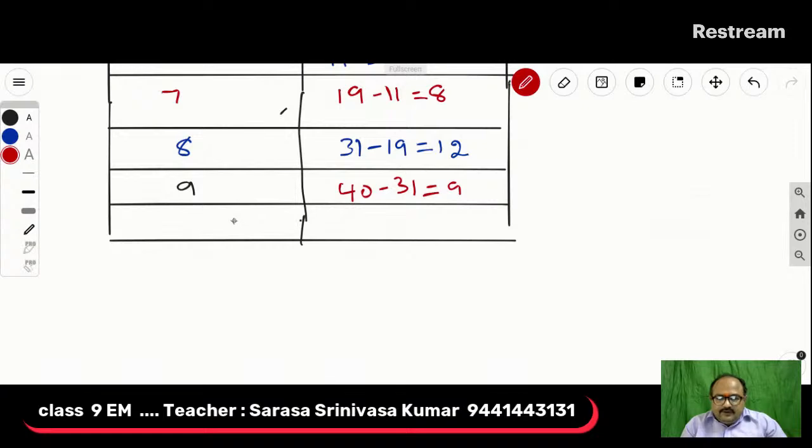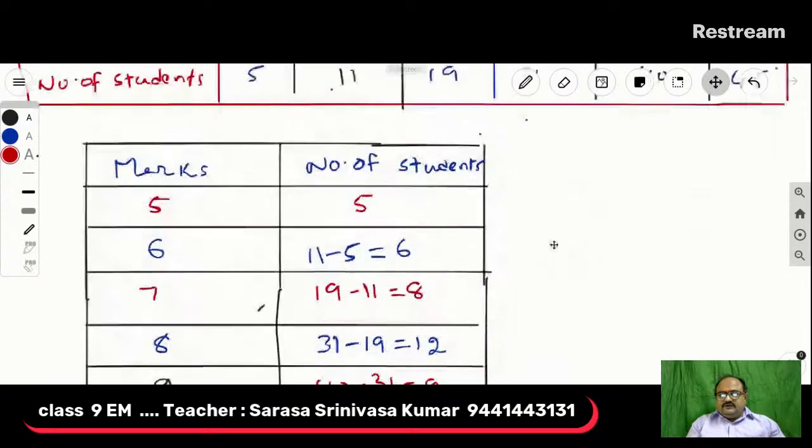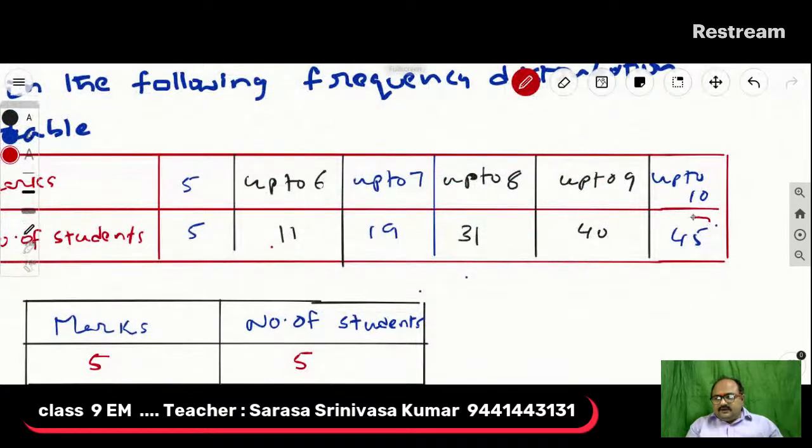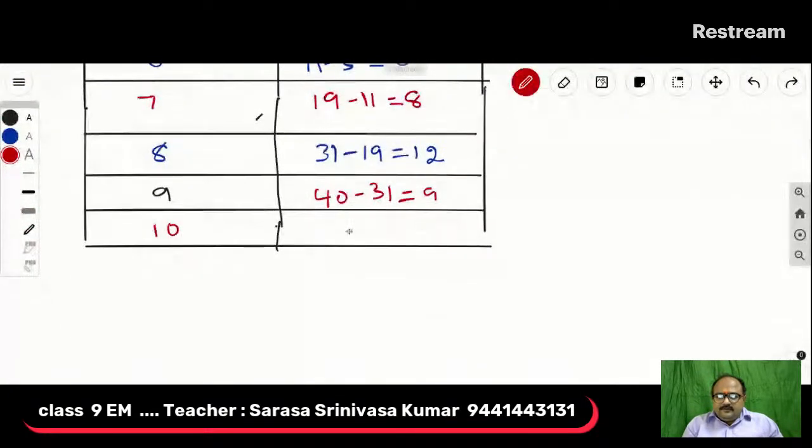Next, how many students got 10 marks? Here we have 45 minus 40. 45 minus 40 is 5. So 5 students got 10 marks.